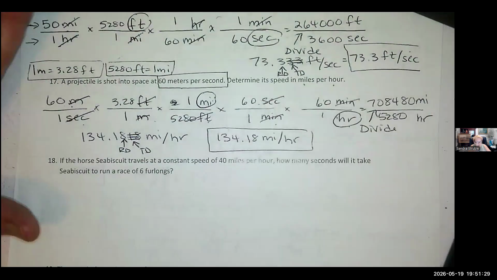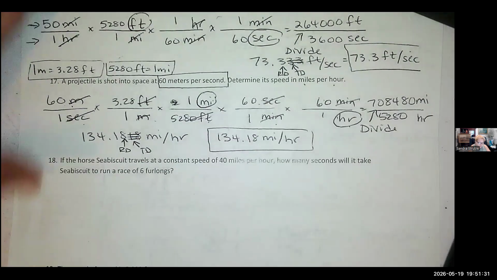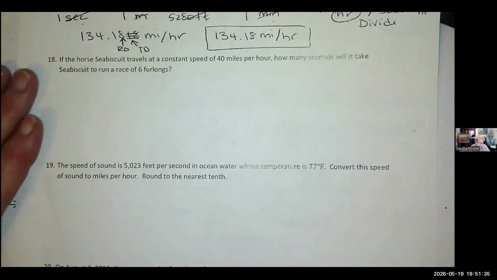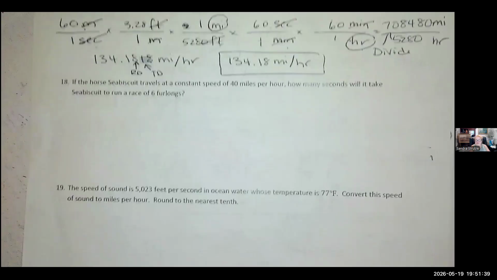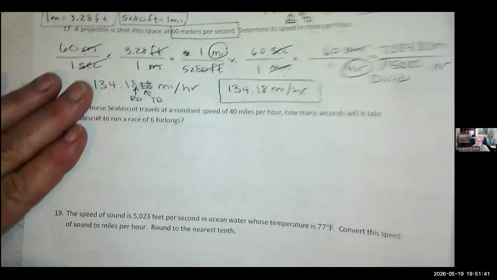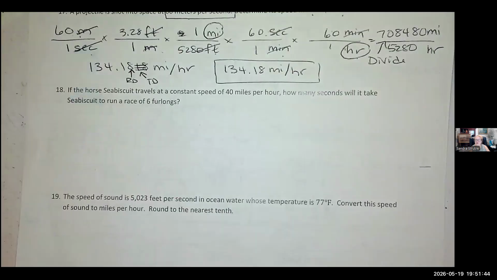This is unit analysis or dimensional analysis. Same thing. All right, this next one's different. This next one, we've done nothing like it. I keep saying that, don't I? If the horse Seabiscuit travels at a constant speed of 40 miles per hour, how many seconds will it take Seabiscuit to run a race of 6 furlongs?